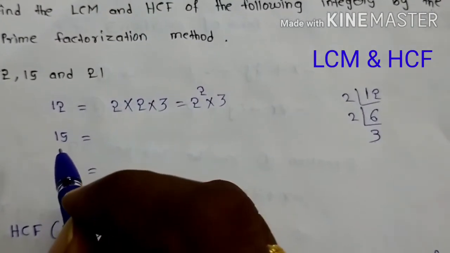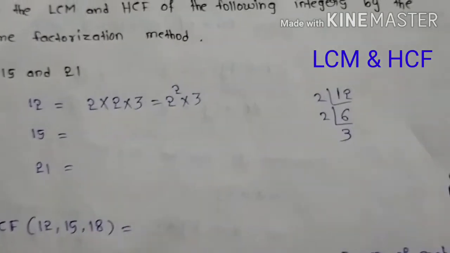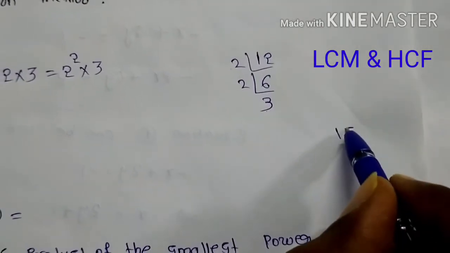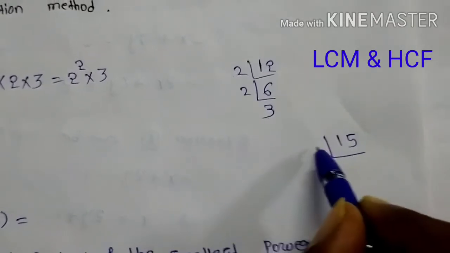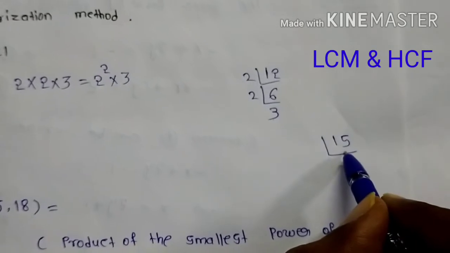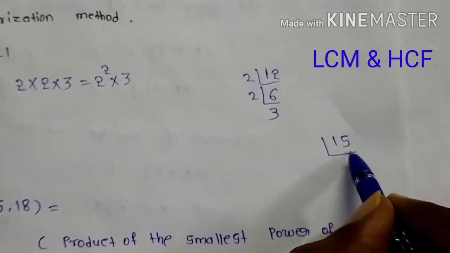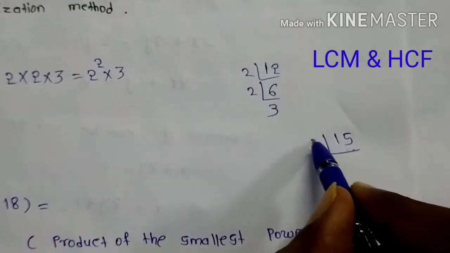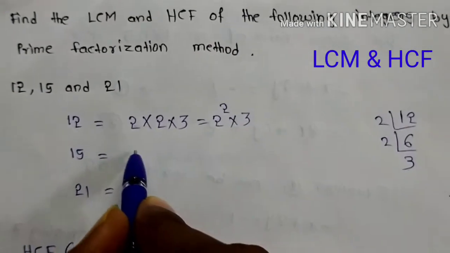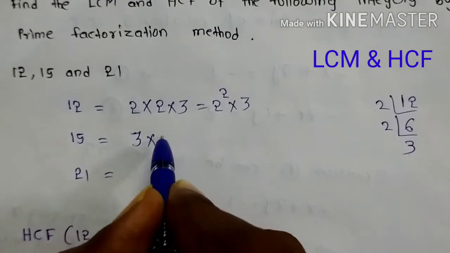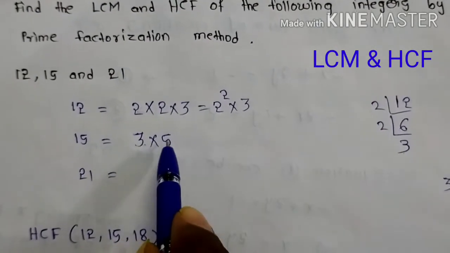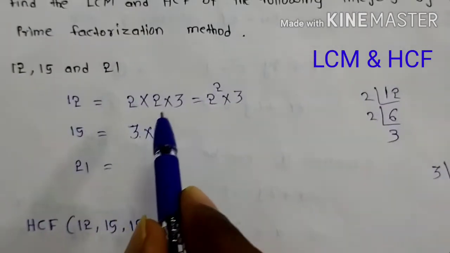Next you can check 15. How can you write 15? In a similar way, this is rough work. First check whether 15 is divisible by 2. It's not divisible by 2, because the unit place is 5. The next prime number is 3. 3 fives are 15, so you can write 3 into 5. That means 3 power 1 into 5 power 1.